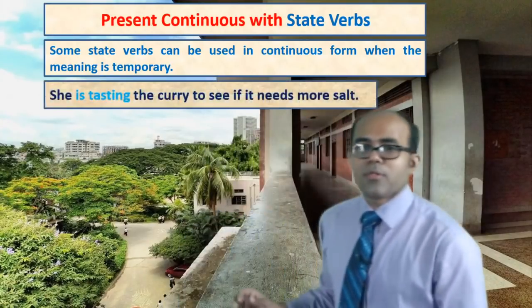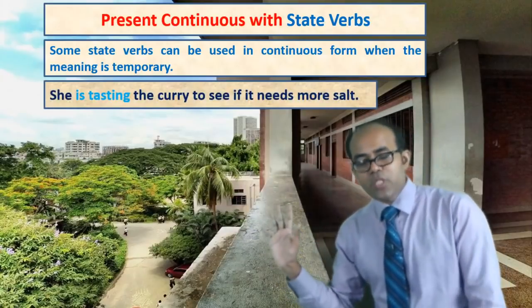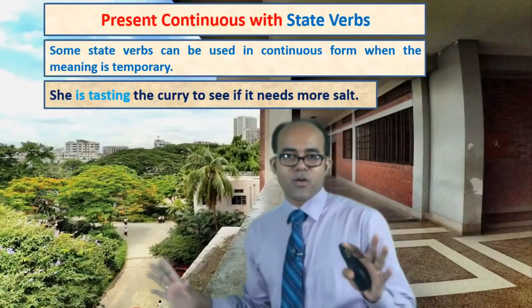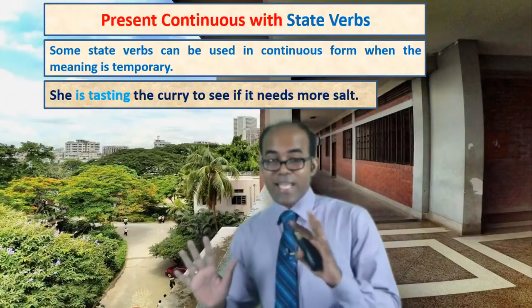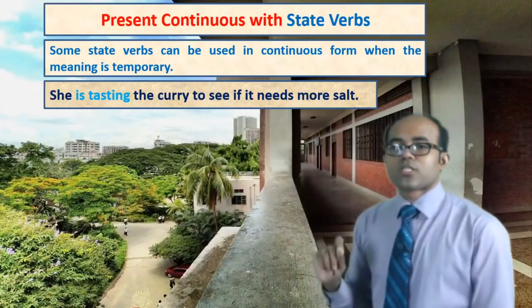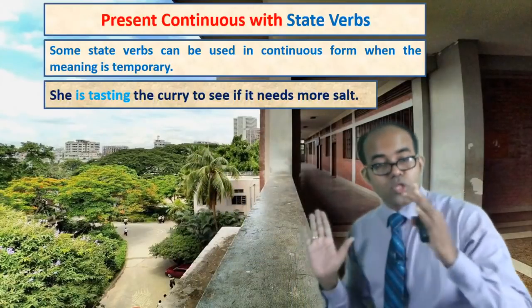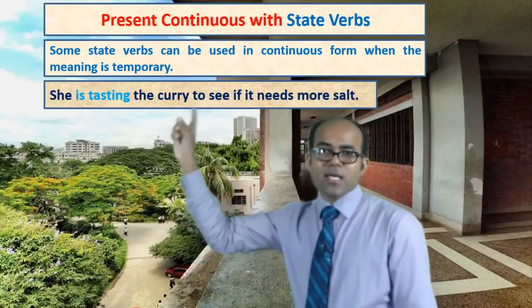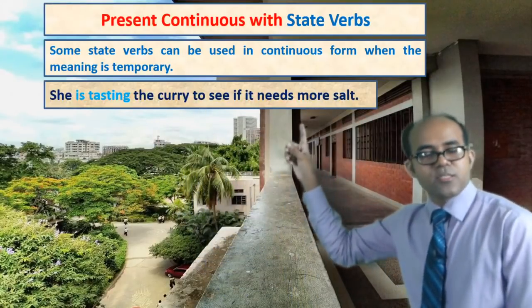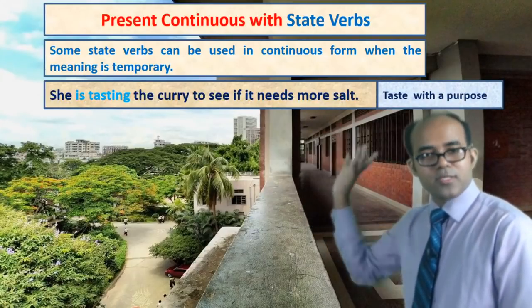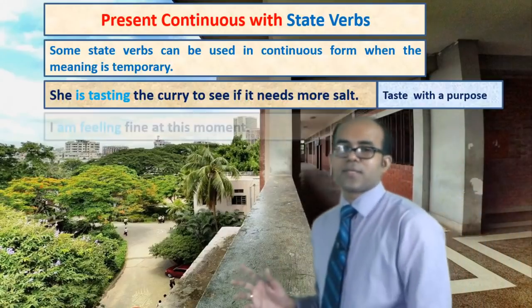Look at the example. She is tasting. আমি যদি বলি খাবারটা খুব সুস্বাদু, it tastes very well. The food is very tasty, but the food tastes very well. Okay. কিন্তু এখন এখানে কি করা হচ্ছে? এখানে উদ্দেশ্য হবে খাবার টেস্ট করা হচ্ছে। দেখো, she is tasting the curry to see if it needs more salt. I mean, taste with a purpose. So you can say tasting.